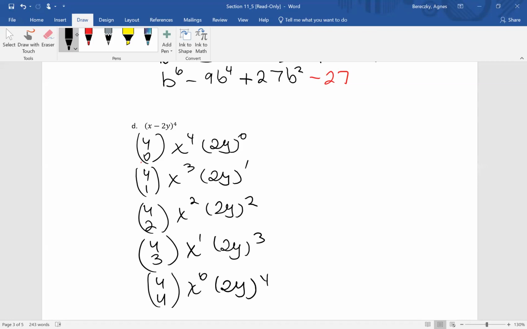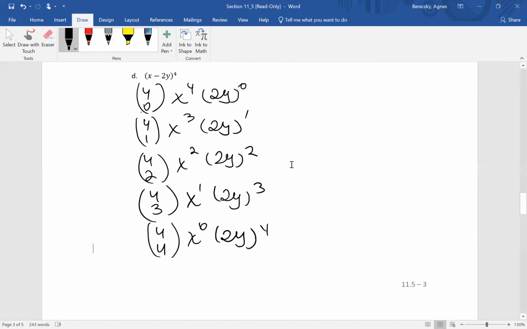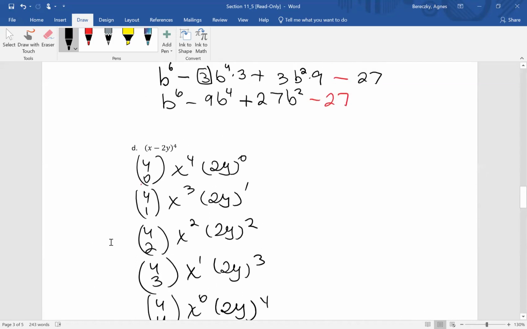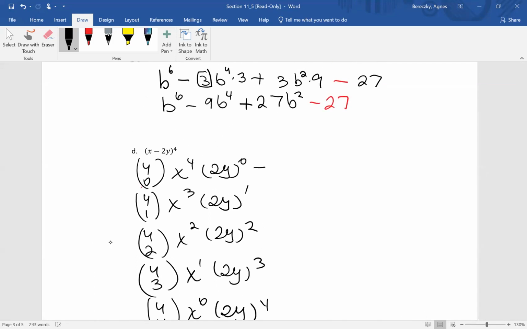So we can list all the terms, and now you know how to set up 4 over 0. We know that's a 1. You know 4 over 4 is a 1. You know how to calculate 4 over 1, 4 over 2, 4 over 3, whether you want to use your calculator or you would like to do it manually. You should be able to do it. So for the first term, we will get 1. Anything to the 0 power is 1. So we're going to have x to the fourth.